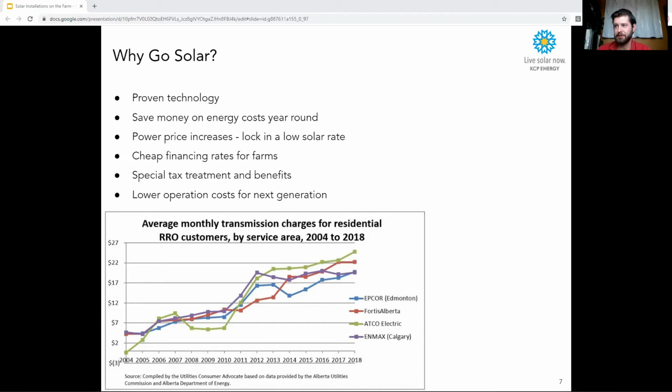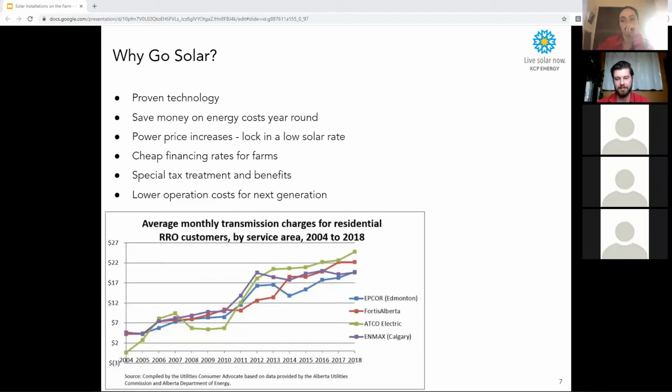There's also some special tax treatment for solar energy systems. The Canada Revenue Agency will actually allow you to depreciate 100% of the system's cost in its first year of operation. So what does that mean for your typical farmer? Say the system costs $30,000. Essentially, for your revenue in that year, you're able to reduce your taxable revenue by the entire cost of the system.